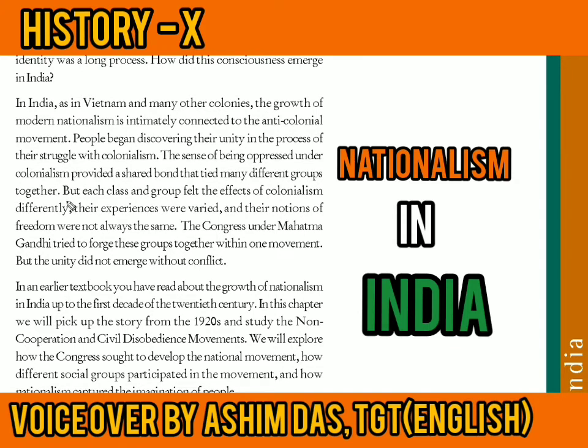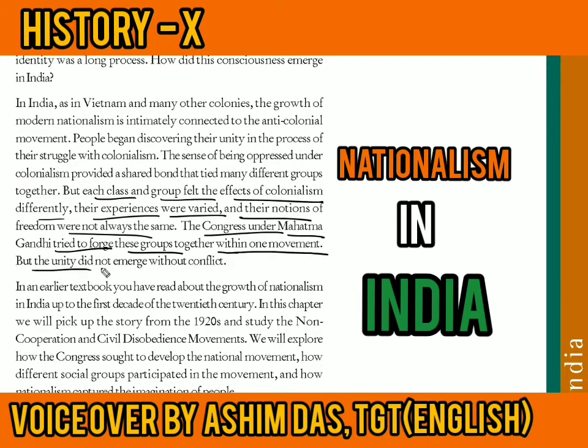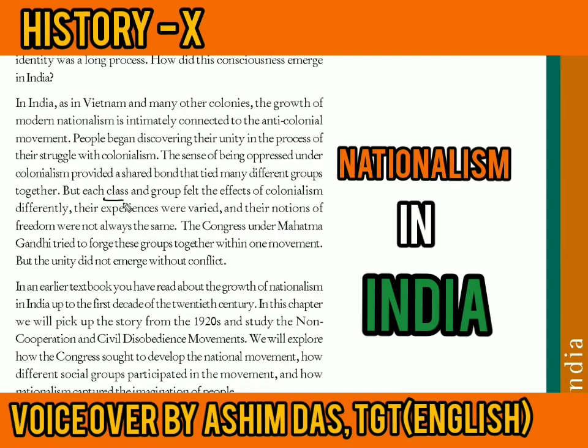But there were also problems, because the ideas of different classes did not match with each other, and they felt the effects of colonialism differently. Their experiences were also varied, so their experiences were not the same. The problems faced by a farmer were not the same as those faced by a merchant, and their notion, meaning their idea, of freedom was also not the same. Like the Congress under Mahatma Gandhi tried to bring groups together within one movement. But this unity did not happen easily and did not emerge without conflict.